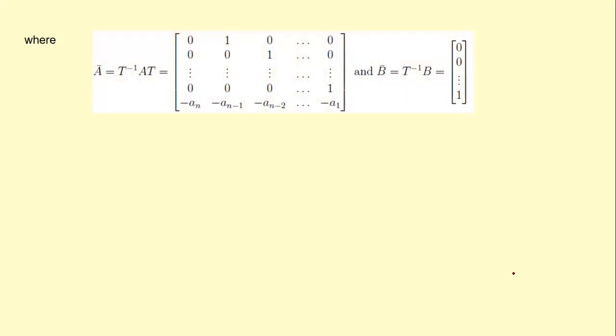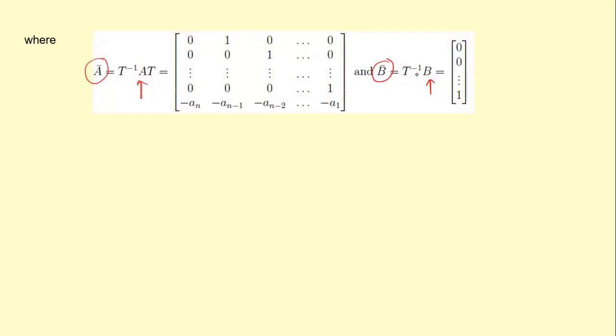Now this A bar and B bar are given by these equations, right? Because these are the controllable matrices, our actual matrices will also be controllable. This pair will also be controllable, right?